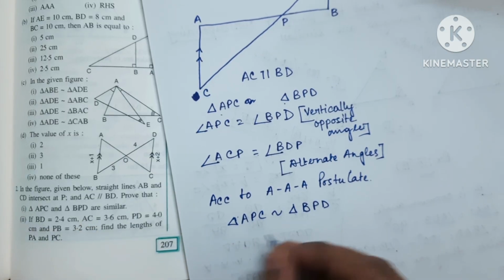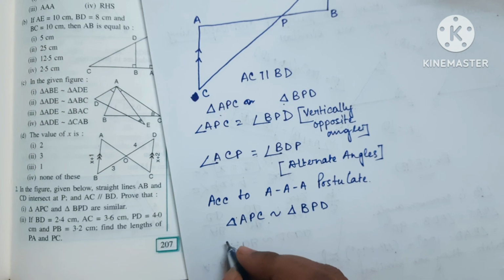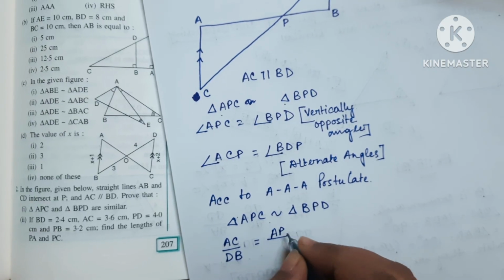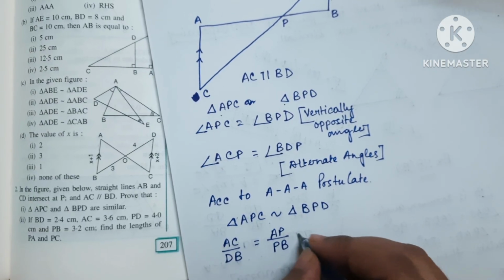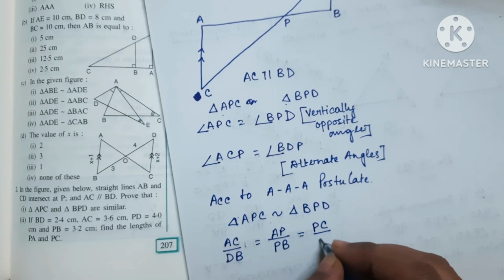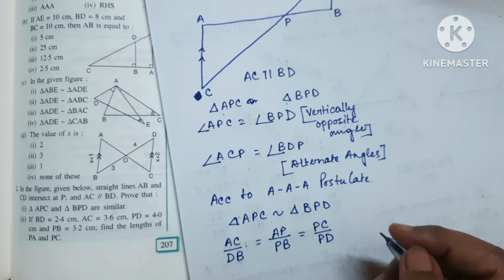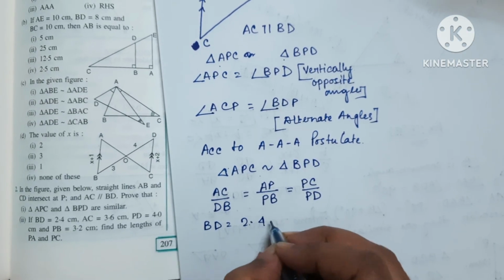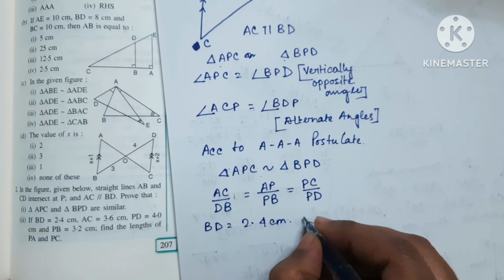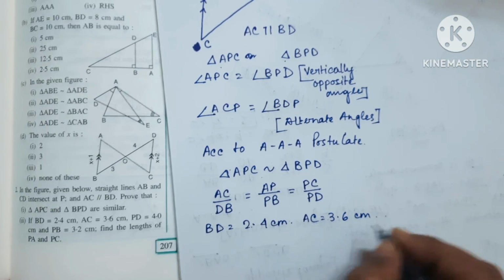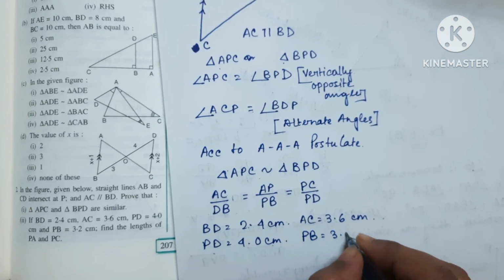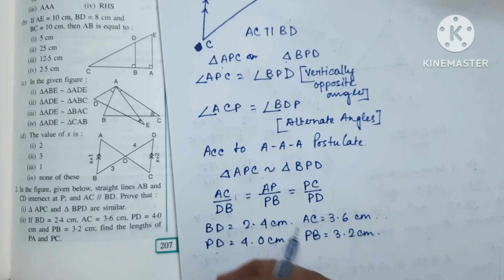Now the second part. Since they are similar, corresponding sides are proportional. So you can write AC by DB is equal to AP by PB is equal to PC by PD. Now see, BD is equal to 2.4 centimeter, AC is equal to 3.6 centimeter, PD is equal to 4.0 centimeter, and PB is equal to 3.2 centimeter. Okay, that is given.